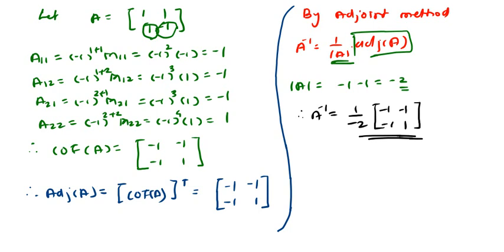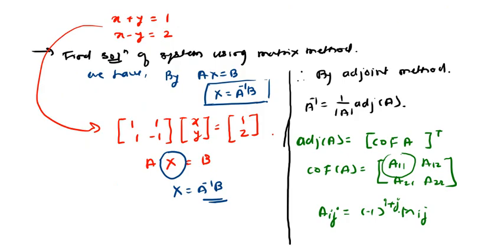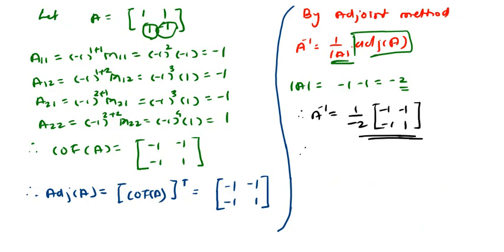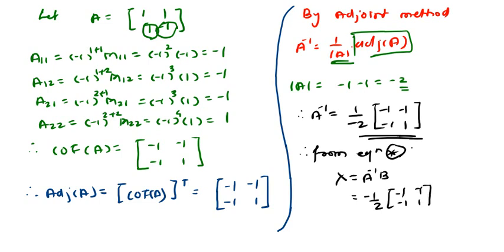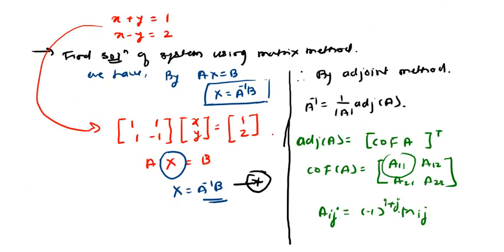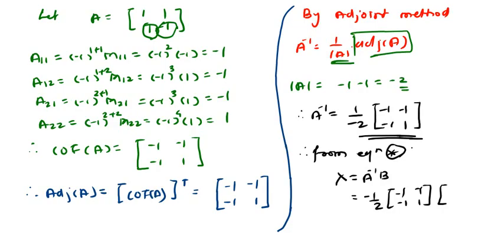Okay, suppose I call this equation star. From equation star, what is X? X is A inverse into B. What is A inverse? -1 by 2 into the matrix -1, -1, -1 and 1, into matrix B, and matrix B is 1 2.